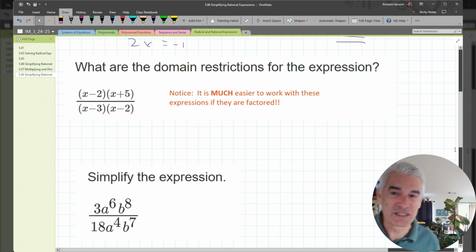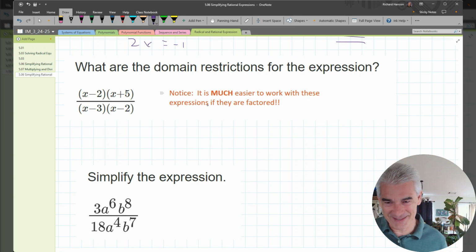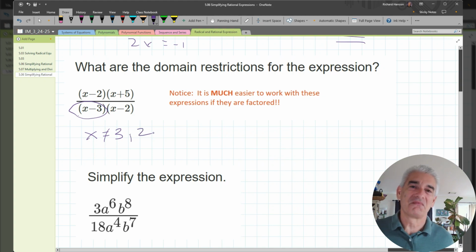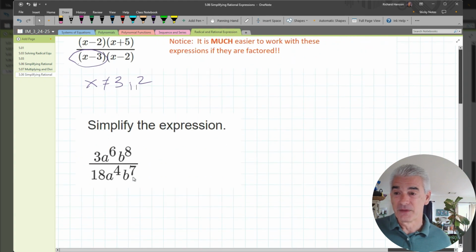When it's factored, it's super easy. If I were to plug in 3, that would be a problem. So x could not equal 3. And then what else can x not equal? x could not equal 2. Something that gets that idea across for me is fine, though you might want to be more formal here.